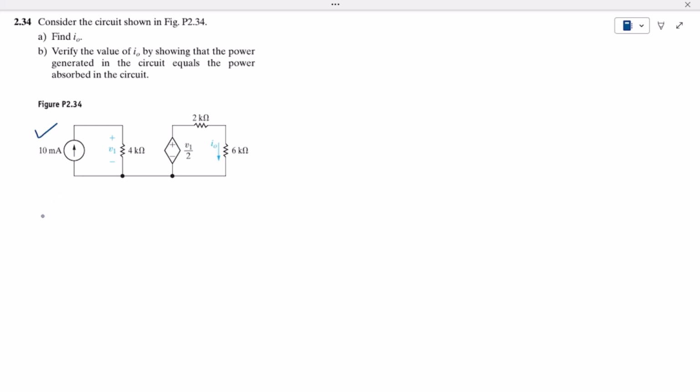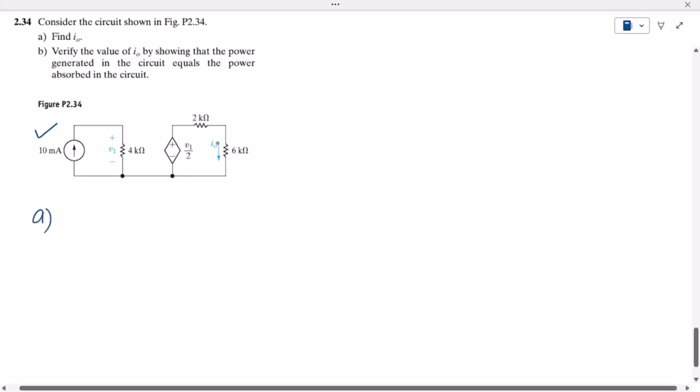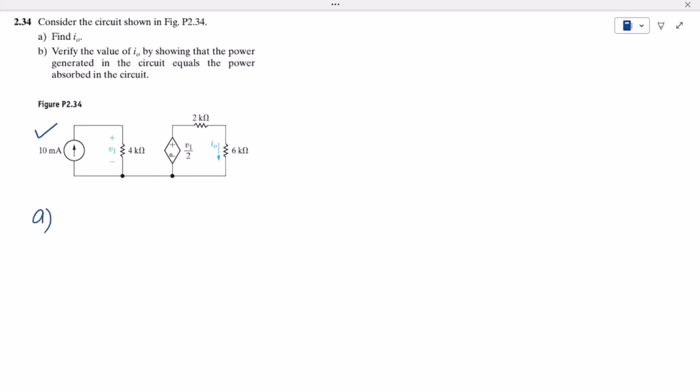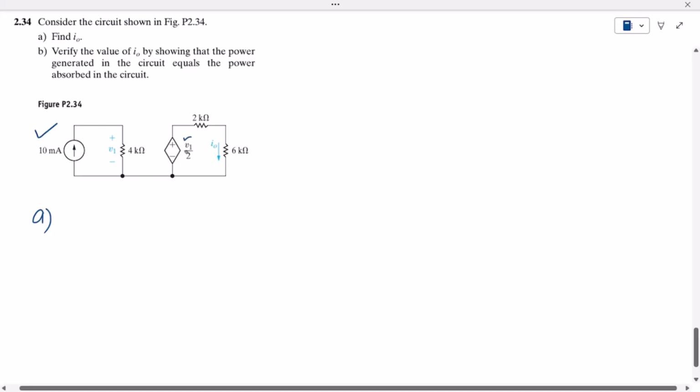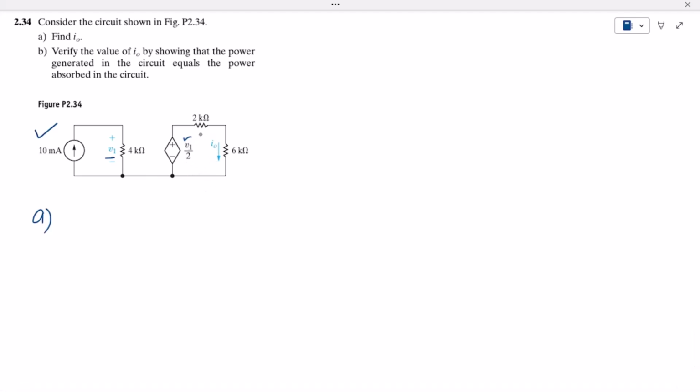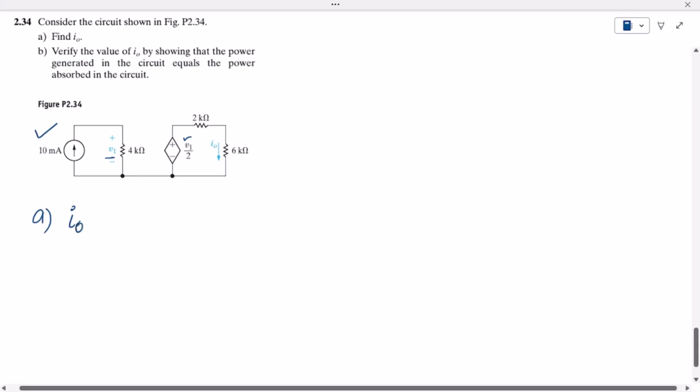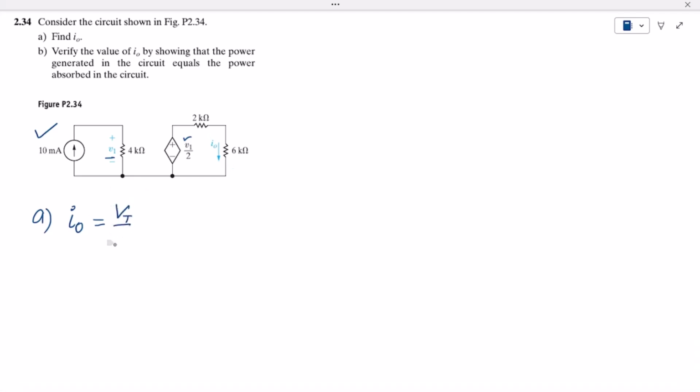First of all, in part A we have to find the value of I naught. This is a loop, while this one is another loop. Here we have this diamond shaped voltage source, which is the dependent source, and it depends upon this V1, which is across this 4 kilo ohm resistor. Okay, so let us first find the equation for I naught. Applying KVL, I naught is the total voltage divided by the total resistance, or the equivalent resistance.